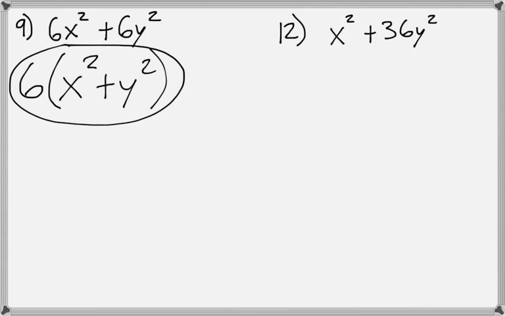So on number 12, I would try to take out a GCF, and there isn't one. And even though these are both perfect squares, meaning x times x would get you x squared, and 6y times 6y would get you 36y squared, because of this plus sign, we can't factor it. So this is prime, or you can just rewrite the original.